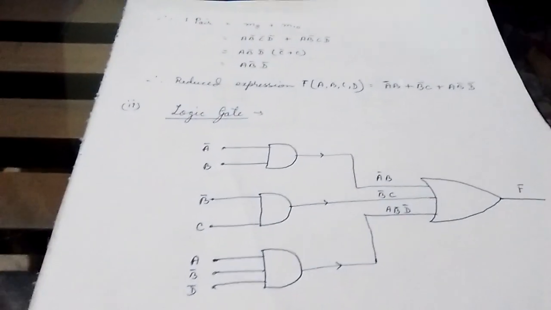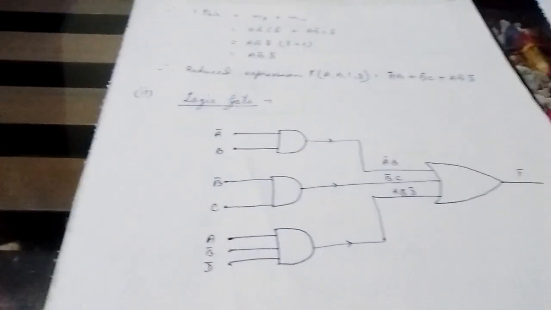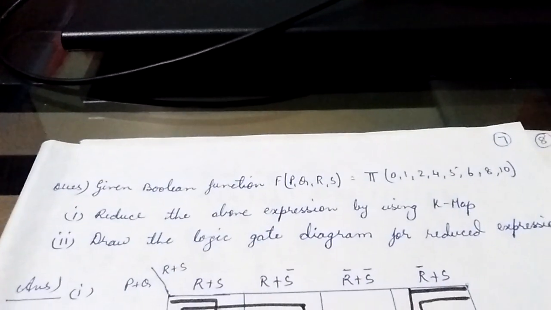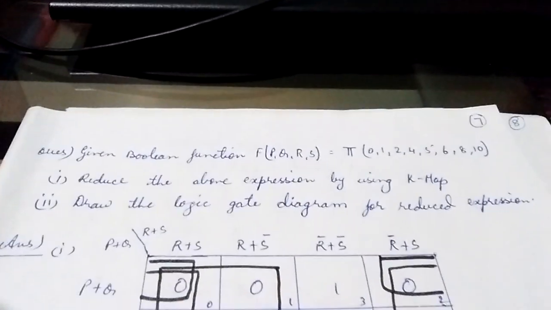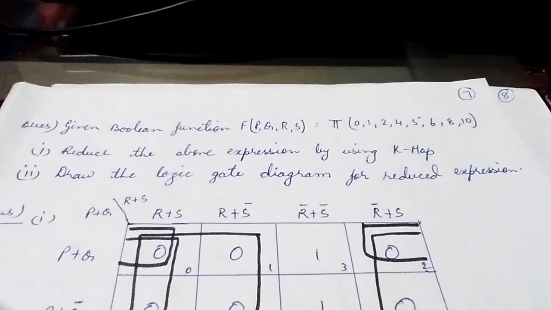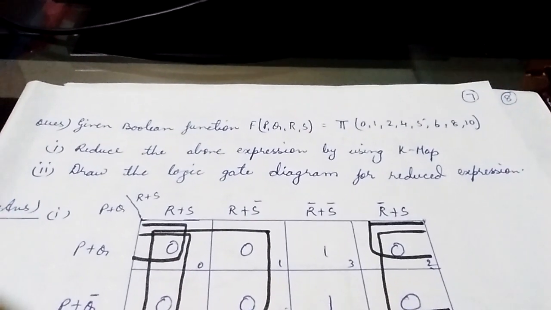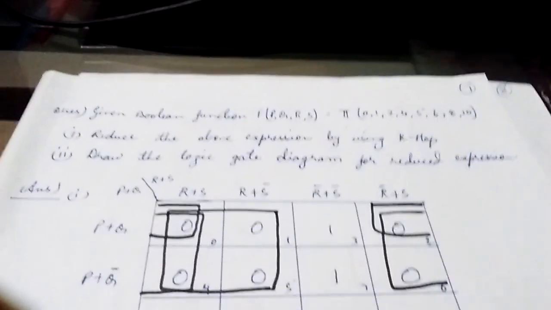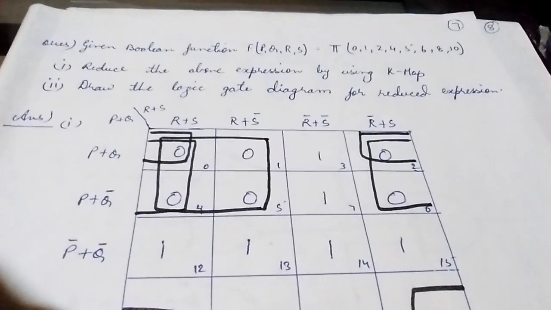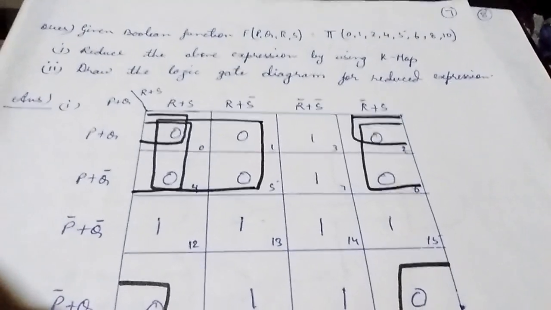Let us see another question which is having the POS, how to reduce the POS expression. So from the given Boolean function F(P, Q, R, S) equals product of 0, 1, 2, 4, 5, 6, 8 and 10. Remember, in POS we have to pair a quad or octet with zeros.